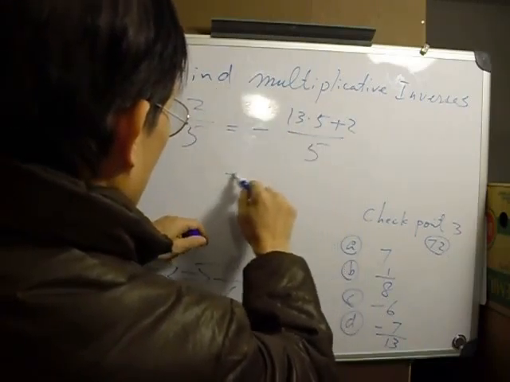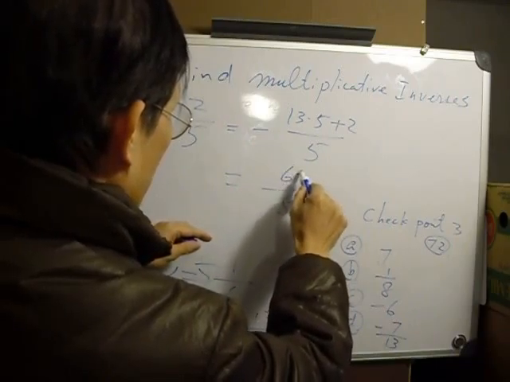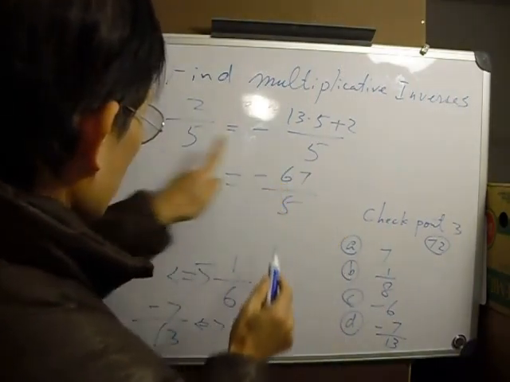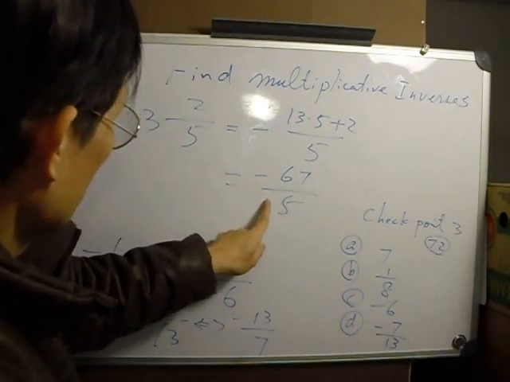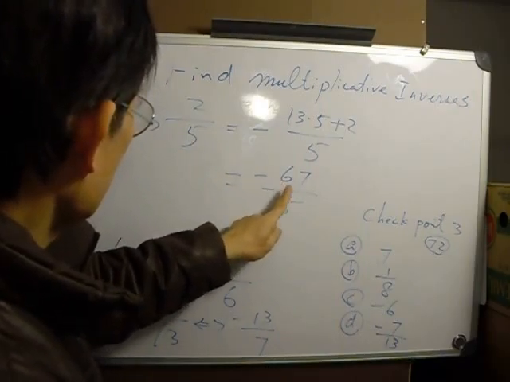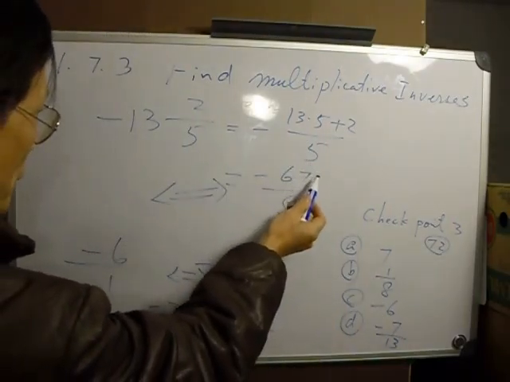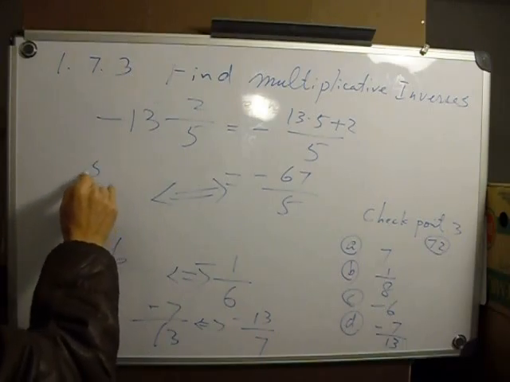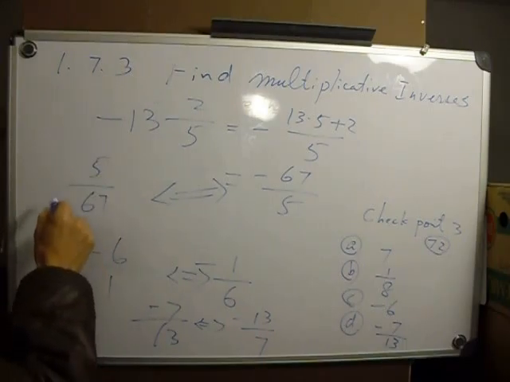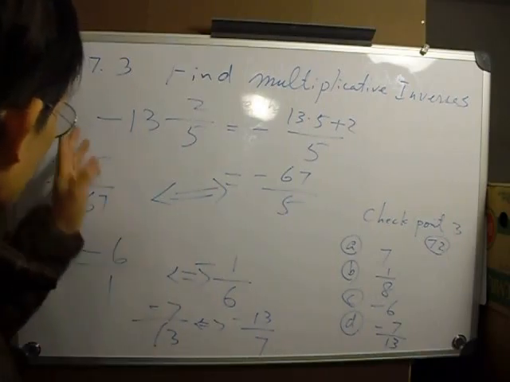So that's 65 plus 2, 67. Negative. Okay? This is equivalent to the improper fraction negative 67 over 5. So the multiplicative inverse of this number is 5 here, 67 at the bottom. Keep the negative. Okay? That's how we find the inverse.